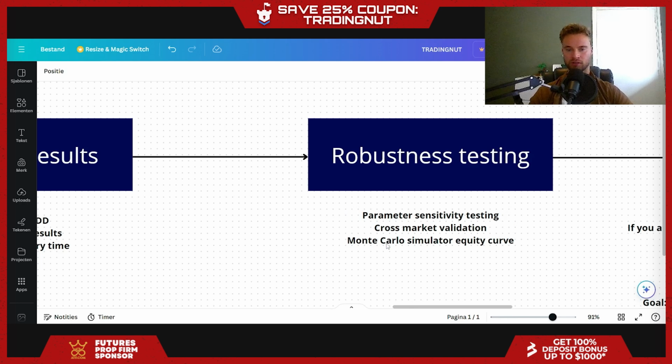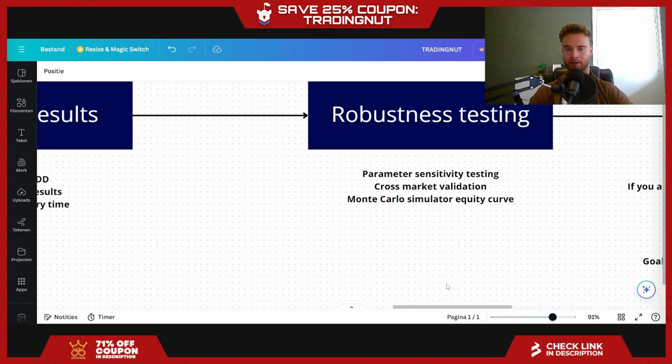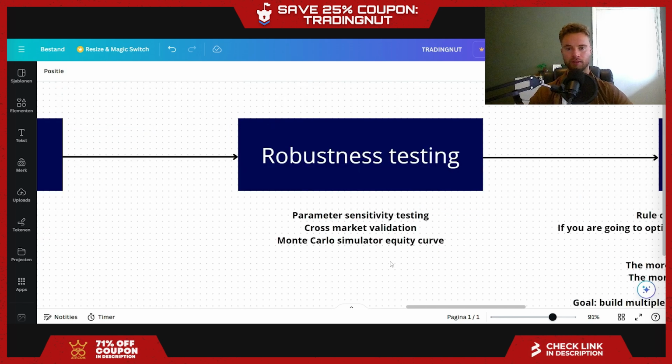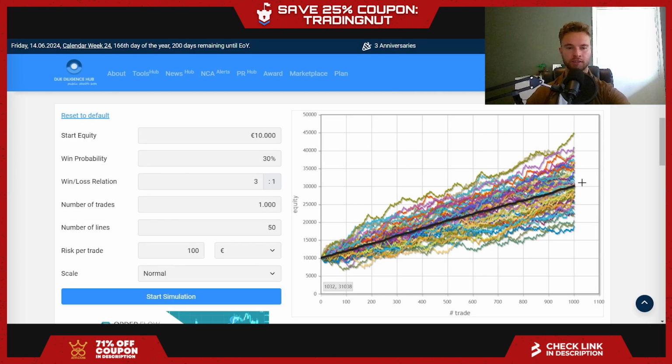You can also use a Monte Carlo simulator equity curve just to plot possibilities, maximum drawdown, etc. So let me show you how that works. All right, so this is an equity curve simulator, and this is the way you can figure out the worst cases and what to expect.